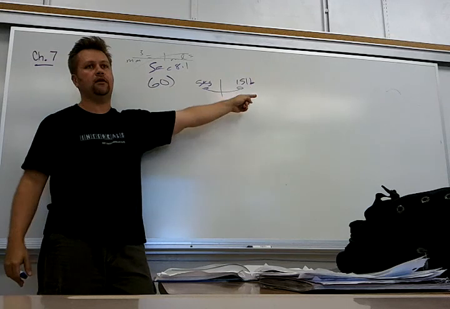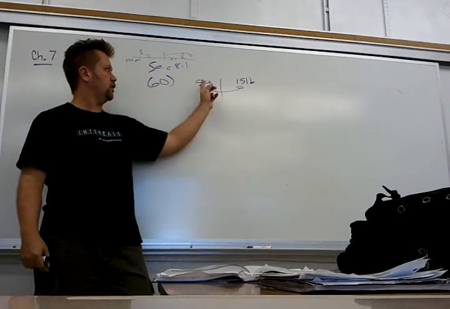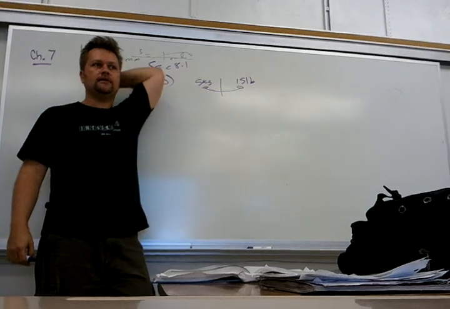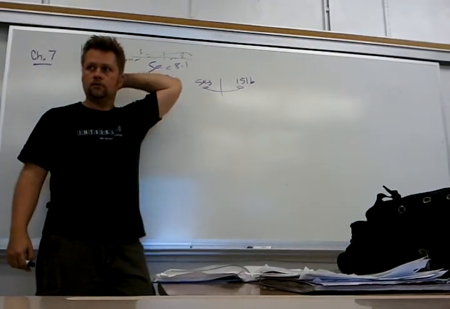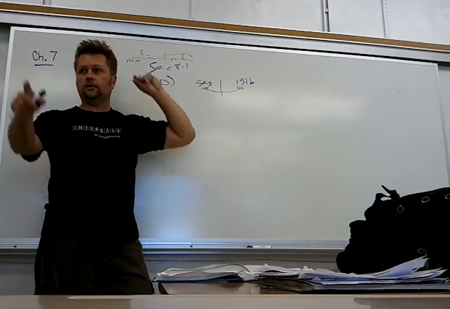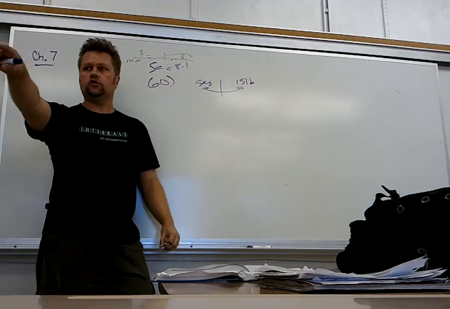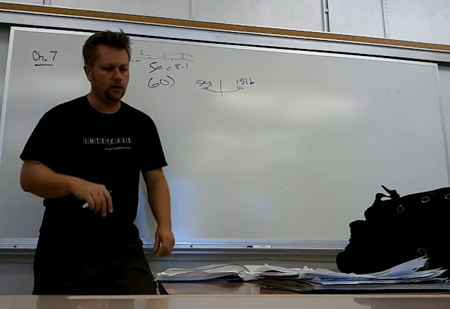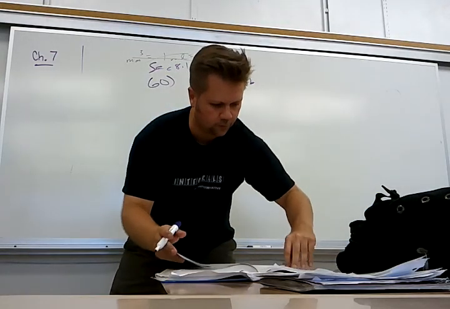Because right now I can't compare kilograms to pounds. But if I change this to pounds, then I can compare them. And what's the number that connects kilograms and pounds? 2.2. So somebody has to know the 2.2 number. 2.2 pounds equal 1 kilogram, times 5.